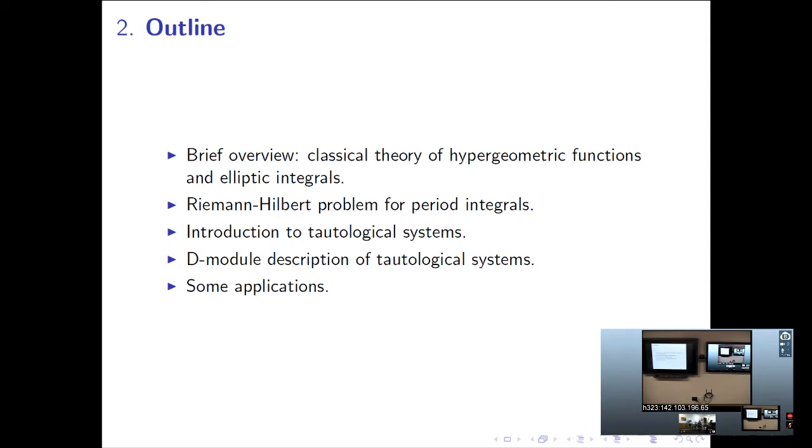Then I will introduce a so-called tautological system of partial differential equations, which are proposed as a solution to this Riemann-Hilbert problem in many interesting cases. Then I will describe some of its properties, emphasizing an approach from D-module theory. Then I will talk about some applications.